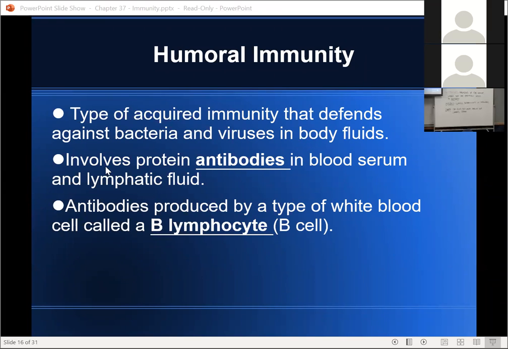Okay, so humoral immunity involves antibodies. Again, these are the proteins of the immune system that are very specifically sticky for antigens. They move through the blood and serum. So we know serum is the liquid portion of blood. Lymphatic fluid or lymph is the fluid that we find in our lymph ducts and our lymph nodes, throughout our lymphatic system. Antibodies are produced by a type of white blood cell called a B lymphocyte or a B cell. These are the types of cells that actually make antibodies.